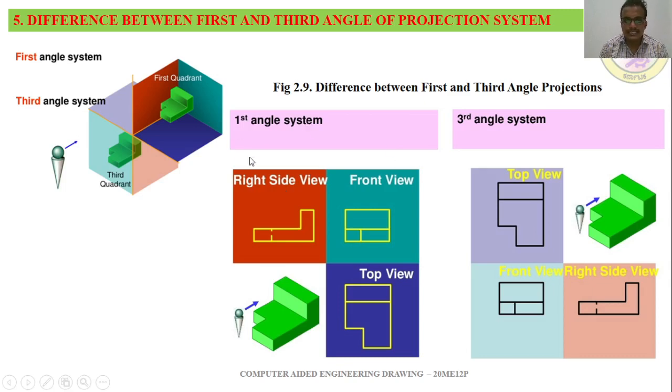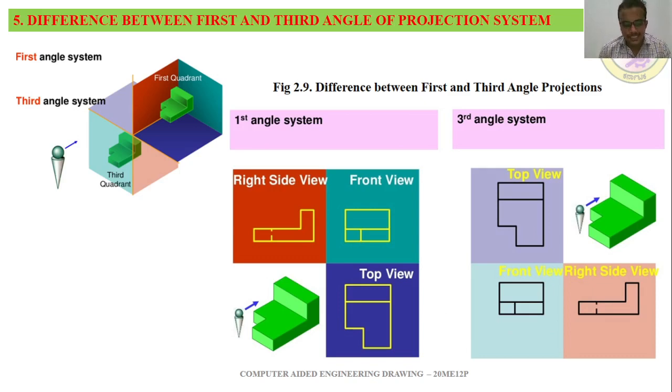Here you can see in the first angle system, this is the front view. I already told you, in the first angle system, the front view is always on the top side of the top view, and you will get the right side view on the left side, and the left side view on the right profile plane. But in third angle projection, as we know, the plane will come in between the object and the observer. The top view is always on the top of the front view, and you will get the right side and left side profile views on the right side or the left side of the front view.